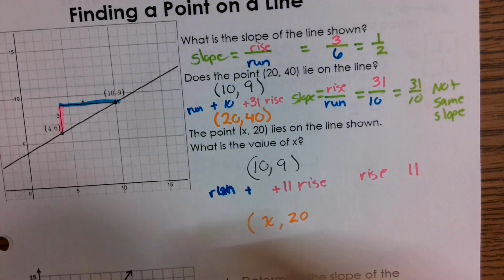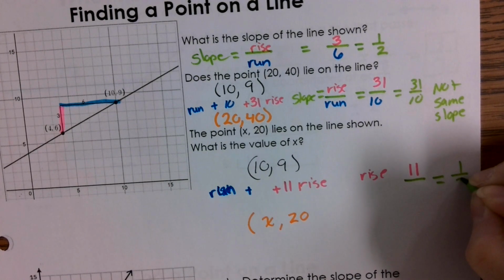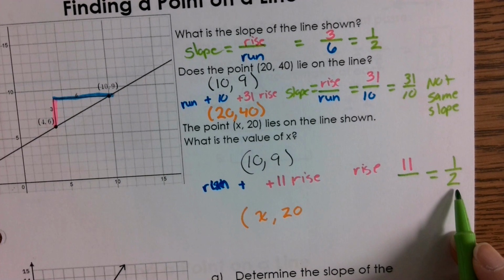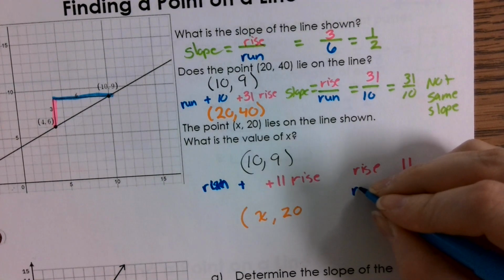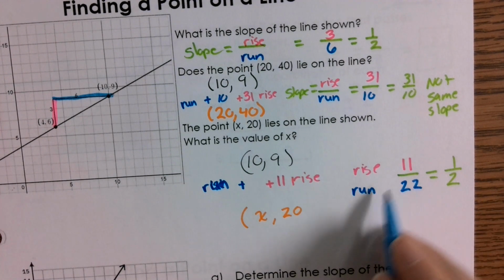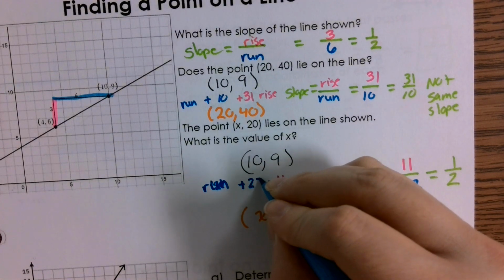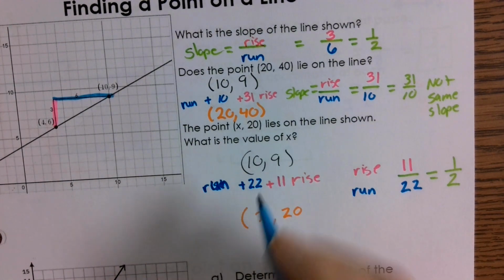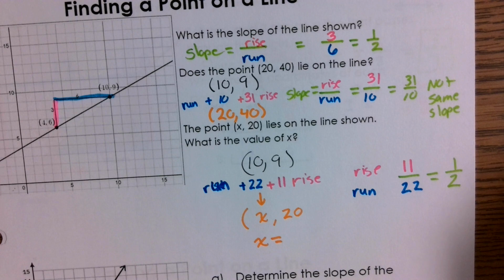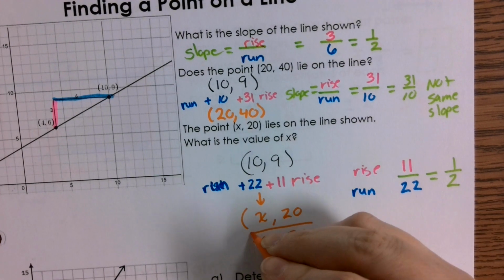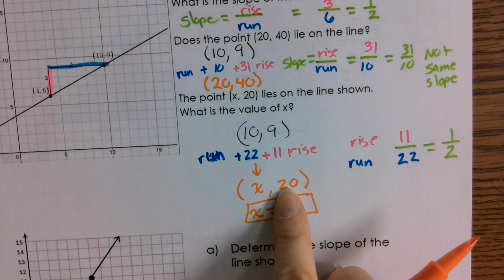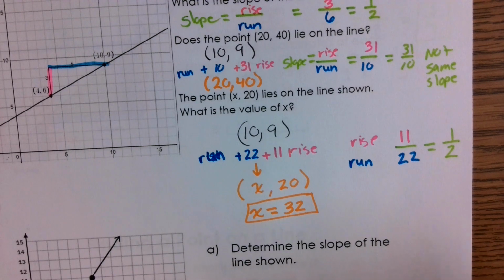So now I need to create a fraction that's going to be equivalent to 1 over 2. So 11 over what will come out to 1 over 2? Very good. 11 over 22 would come out to 1 over 2. So that means my run has to be 22. So if I do 10 plus 22, that's going to give me my value for x. What is x going to have to equal? 32. 32 for my value of x. Okay, so the point (32, 20) is going to be on that line.